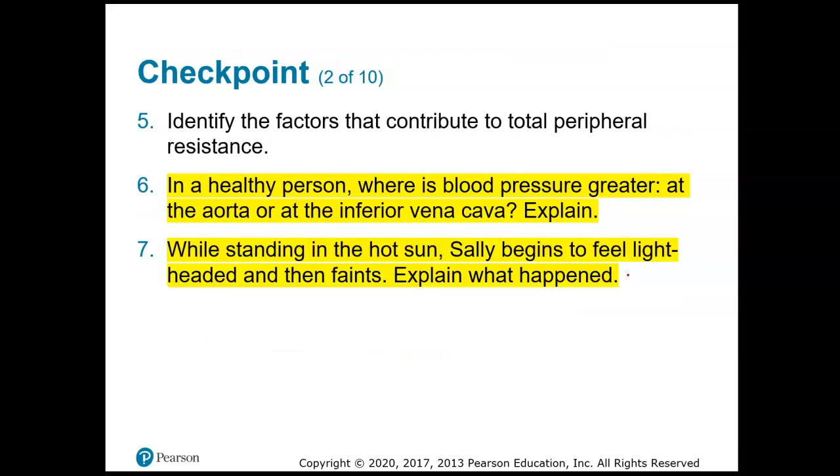And we'll just skip this too. Okay, in a healthy person, where is blood pressure greater? At the aorta or at the inferior vena cava? And of course, it would be greater at the aorta.